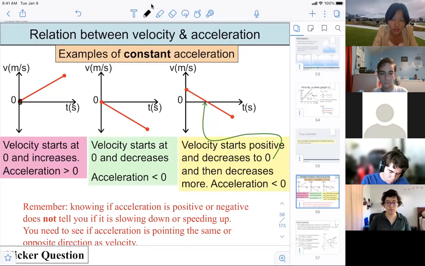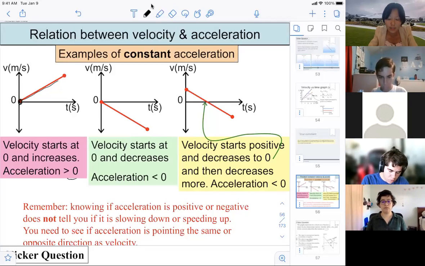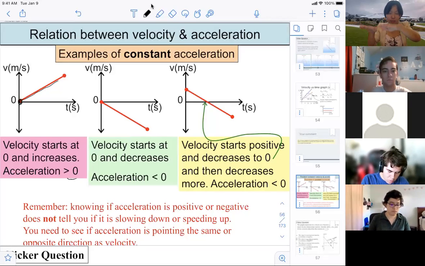The velocity starts at 0, so initially at rest, and it's increasing, right? So acceleration is bigger than 0, meaning that the slope is also bigger than 0, meaning that the velocity and acceleration are in the same direction as you define to be positive. You can define right to be positive, you can define left to be positive. So in this case, it's just increasing.